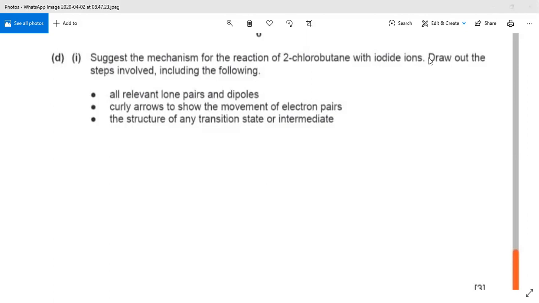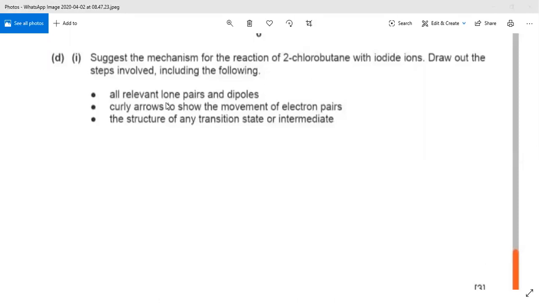It says: suggest the mechanisms for the reactions between 2-chlorobutane with iodine ions, or iodide ions. You have to draw the steps involved, including the following. You have to mention the lone pair of electrons and dipoles, curly arrows to show the movement of electron pair, and the structures of any transition states or intermediate.